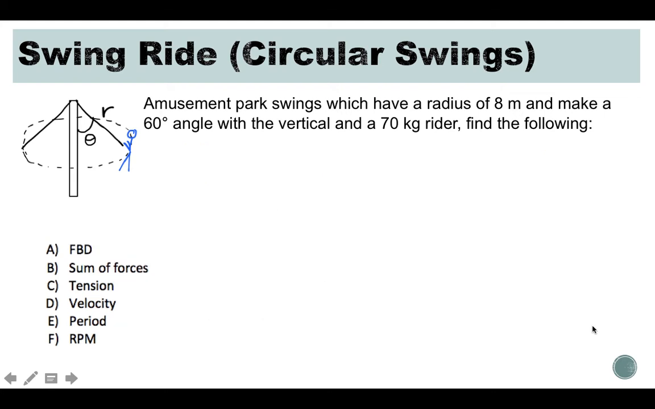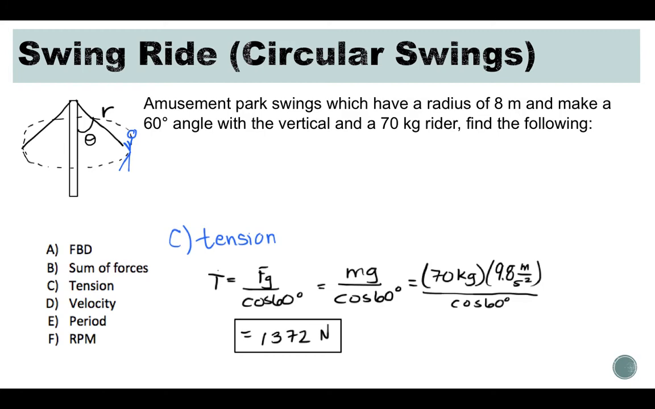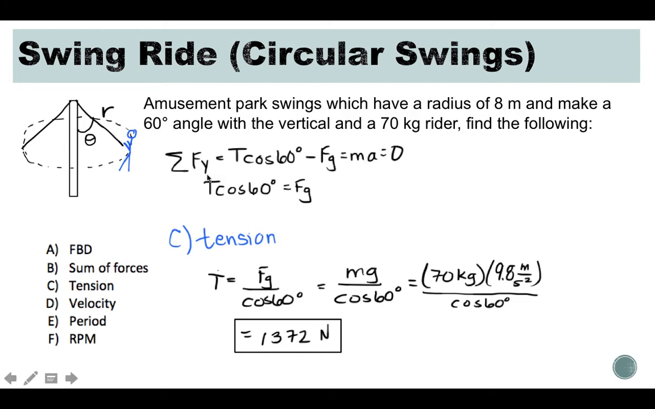Part C, we're looking for tension. So when we're looking for the tension, we'll notice in our sum of forces in the y direction equation, we had tension and force of gravity only. So let's solve for tension. Tension equals Fg over cos 60, which equals mg over cos 60. Plug in our givens. Mass is 70, gravity is 9.8, cos is 60 degrees. We get a value of 1,372 newtons. This was derived, once again, from our sum of our forces equation in the y direction.